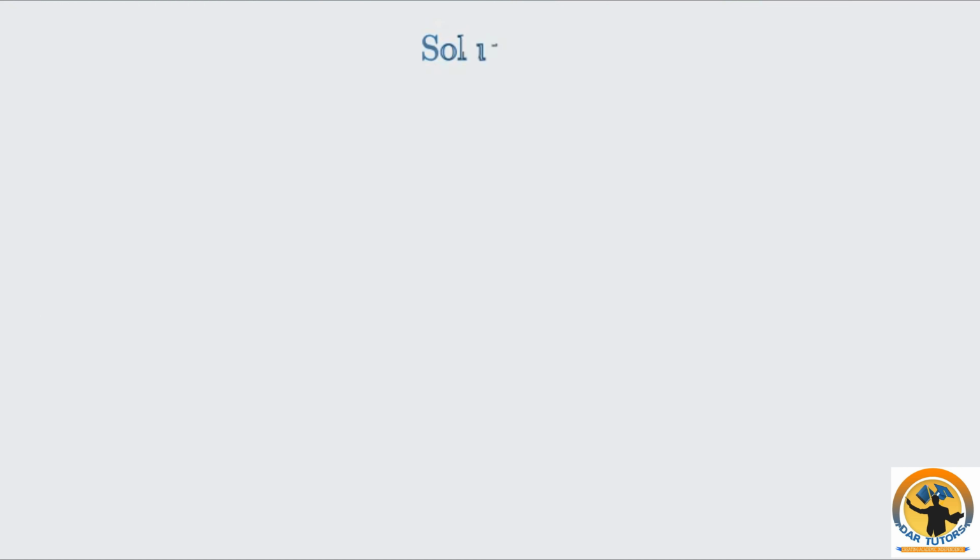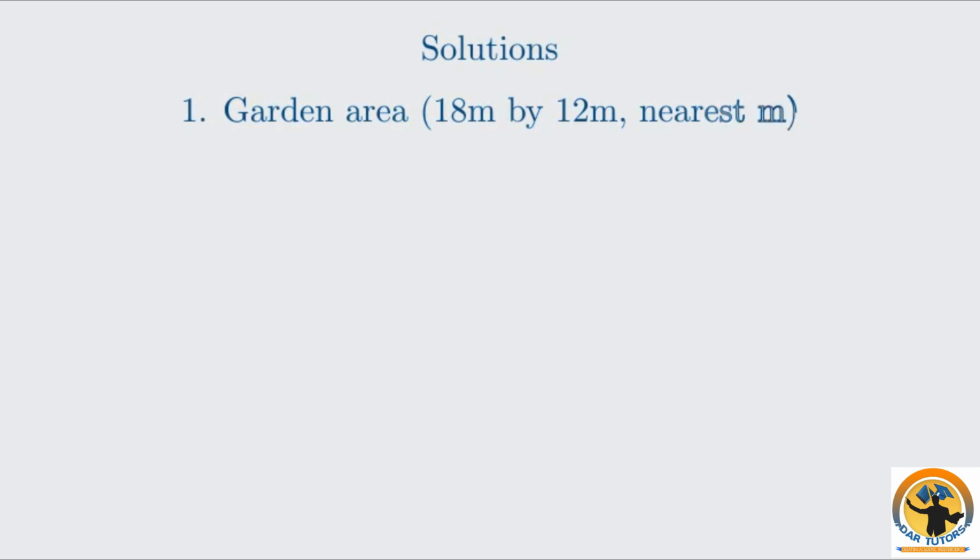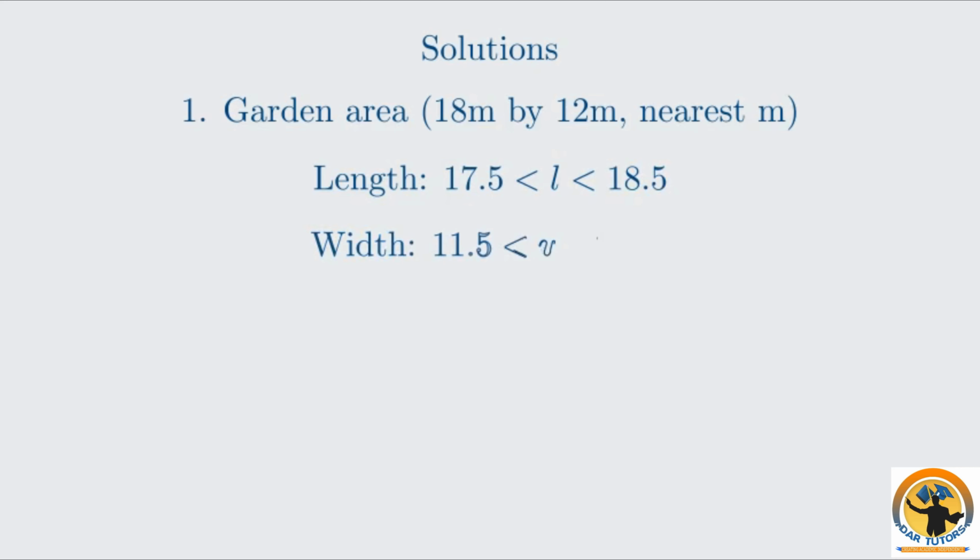Welcome back. Let's go over the solutions to the practice questions. Question 1 asks for the range of a garden's area. The measurements are 18 by 12 meters. First, we find the boundary values. For 18 m, the range is 17.5 to 18.5 m. For 12 m, the range is 11.5 to 12.5 m.